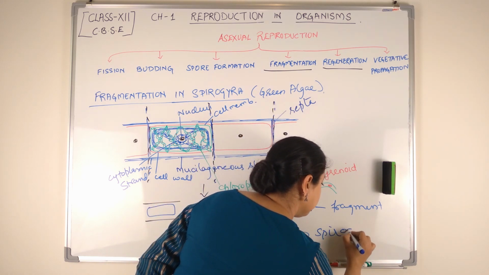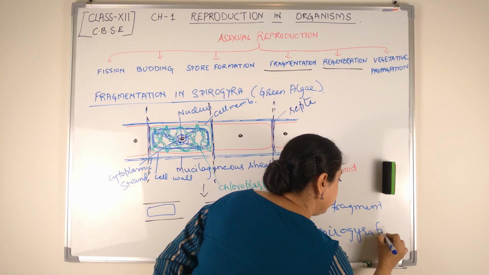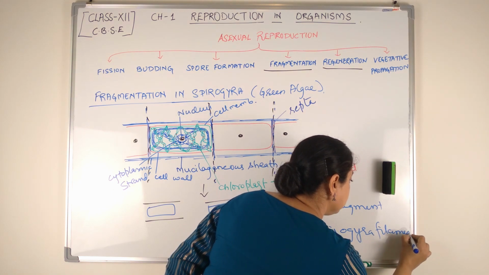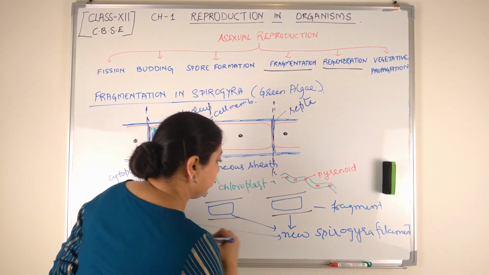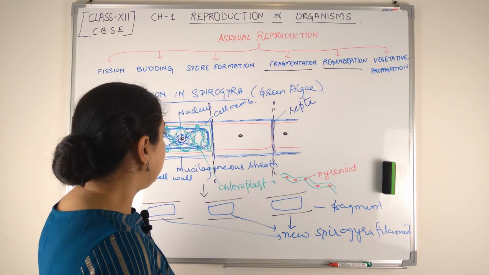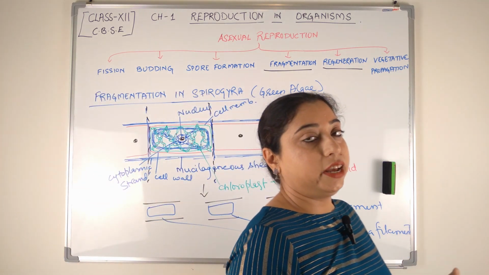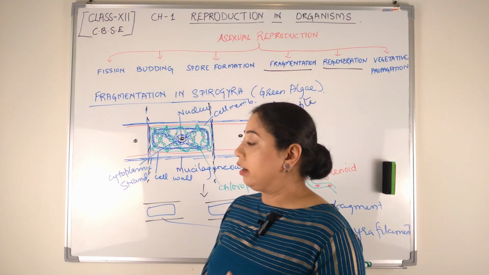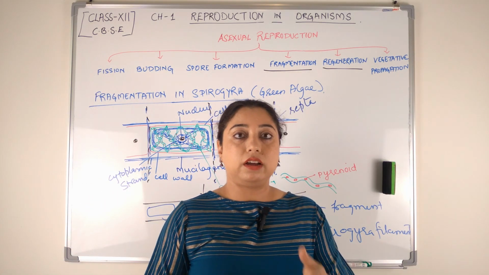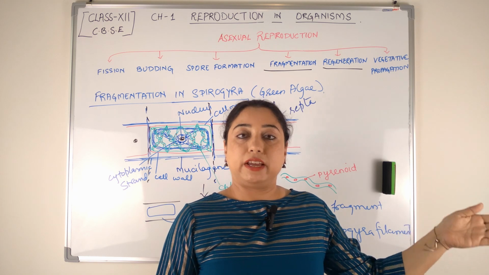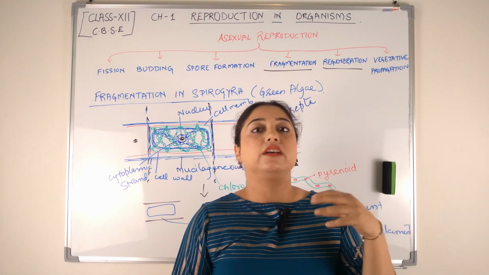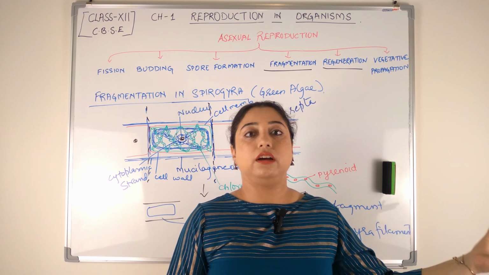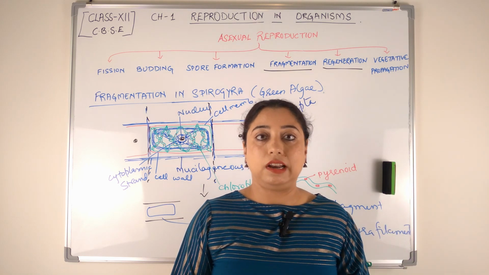Spirogyra filament, right? This fragment as well and this fragment too. Fine. So this is how the fragmentation takes place in Spirogyra. The filament of the Spirogyra breaks into the fragments on maturity along their septa, and each fragment gives rise to a new Spirogyra organism. Clear?